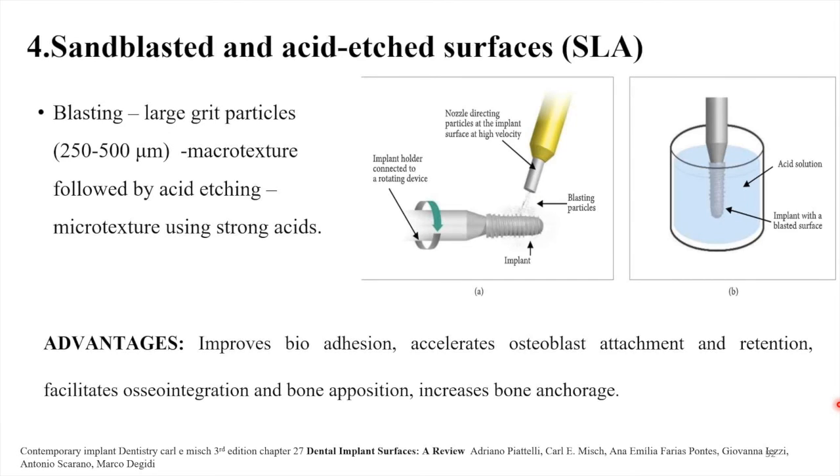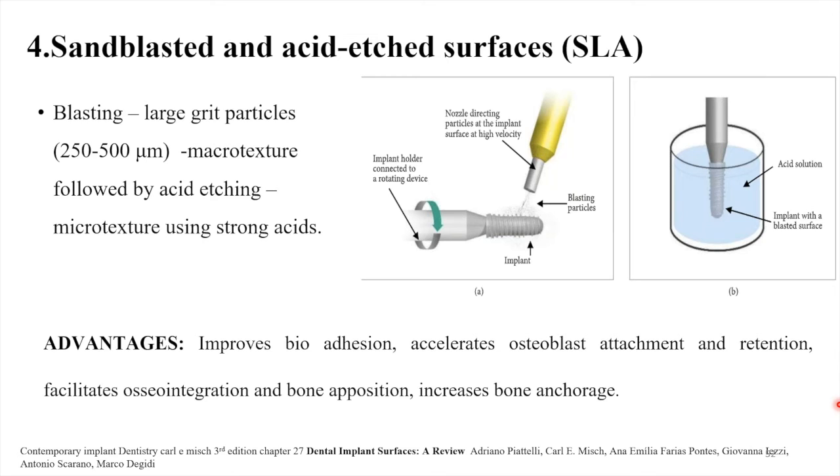Coming to sandblasted and acid etched surfaces, sandblasting with large grit particles of 250 to 500 micrometer is done. Subsequently, etching is done with a strong acid to create the micro irregularities. Now this removes the contaminants, and pits and craters are formed, and therefore homogeneous irregularities are formed. Here it increases the surface area and bioadhesion. Long-term survival rates of SLA implants are 99.2%.